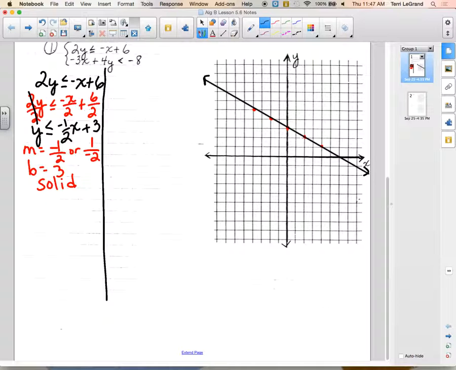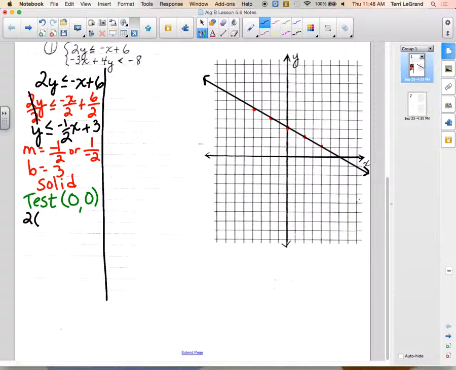Okay, so let's test what? What do you want to test? 0, 0. Oh, you guys are good. Why can we test 0, 0 though? Because it's not on the boundary line, and we want to test it because it's the easiest. Yeah. Okay, so we're going to substitute our 0 into our original, not in slope-intercept form. Go back to its original state in case you did something wrong.